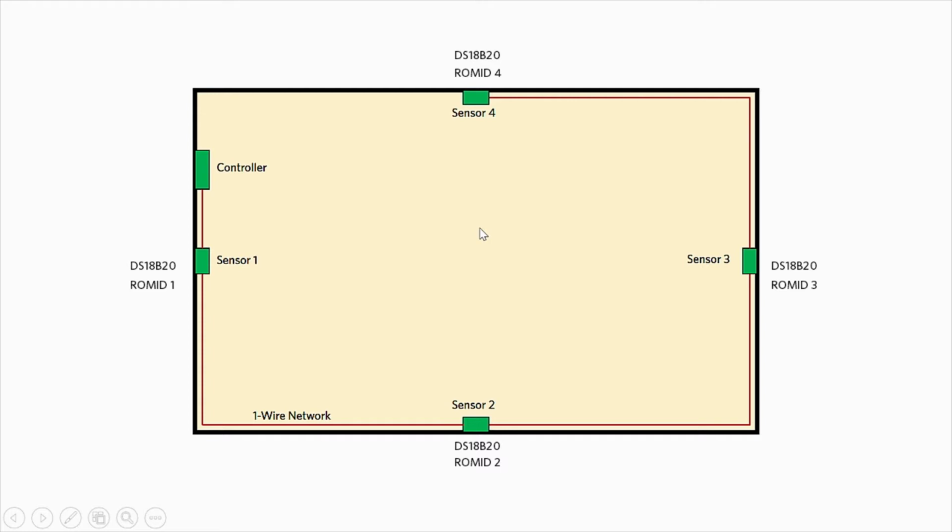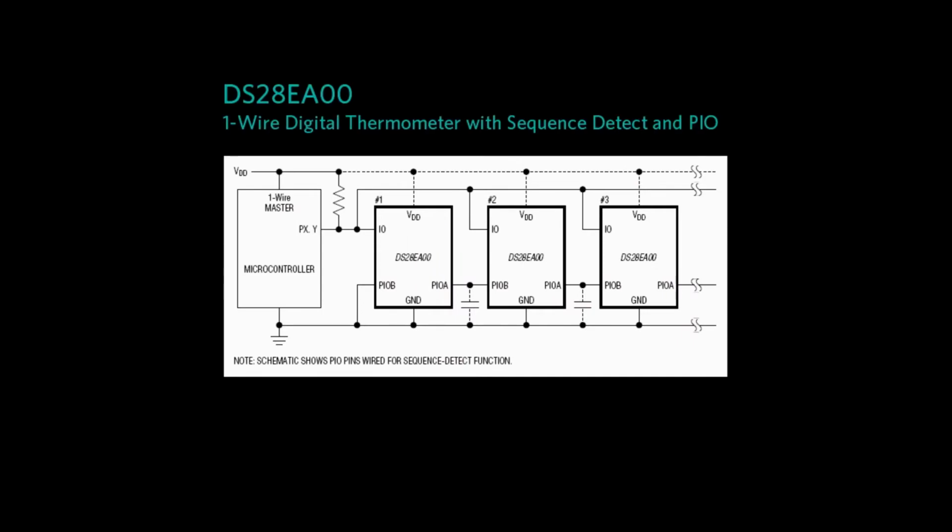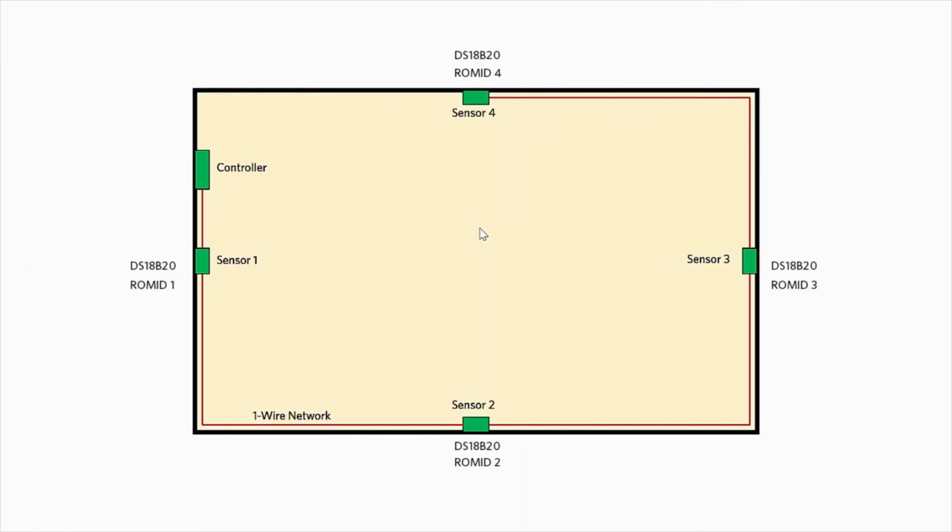With a few more components, we can easily automate this indexing process and add flexibility to our one-wire network. But wait, what about the DS18B20? Isn't that a one-wire temp sensor with built-in sequence detect? Well, yeah, that's a good point. The DS18B20 does have this function built in, but other one-wire devices don't. So I'm just using the DS18B20 as an example. Stop ruining my video. So anyways, here's how we can implement an indexing circuit for any other one-wire device.